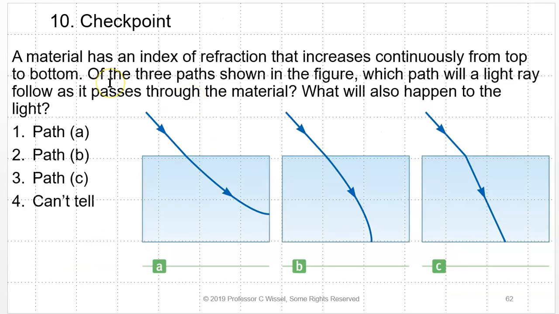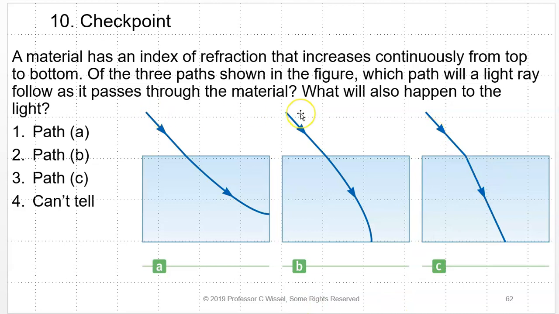A material has an index of refraction that increases continuously from the top to the bottom. So it's sort of like what the atmosphere is like. At the top of the atmosphere, there's hardly any air. As you get down further and further, the amount of air increases, the density increases, the pressure increases, everything increases. So the index of refraction is greater at the ground than it is up at the top. At the top, it's basically 1 because it's a vacuum. At the ground, it's slightly more than 1. Other materials can work like this too, usually materials that are denser at the bottom than they are at the top.